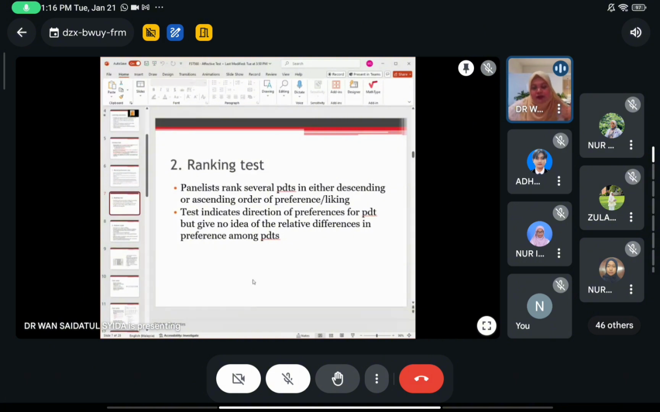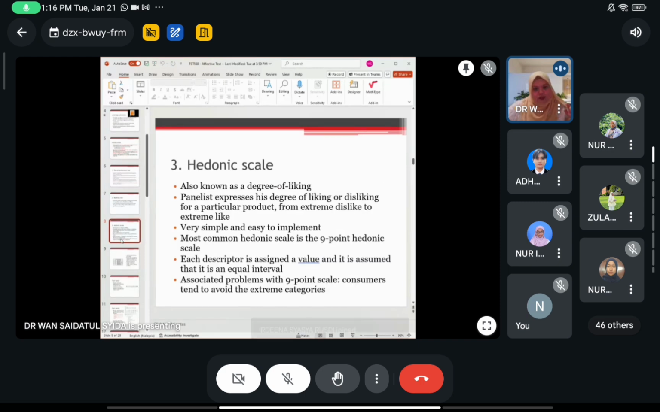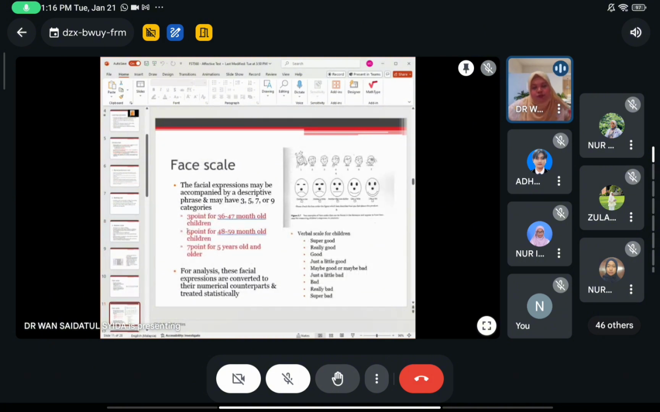Okay, so ranking test, we have calculation and we have covered it last week. And then we have hedonic scale. So hedonic scales, you need to know the face scale. Okay, we have a few points for this face scale.